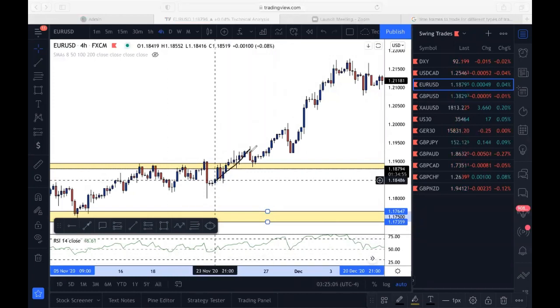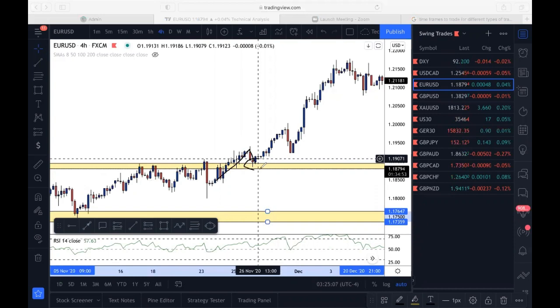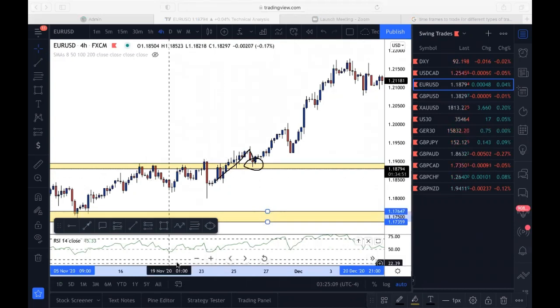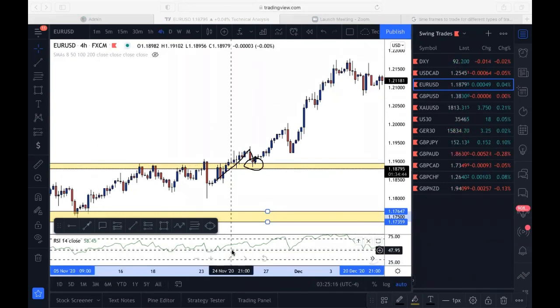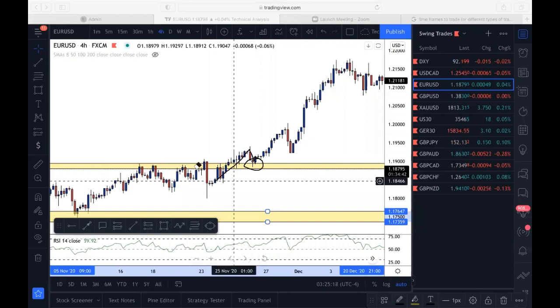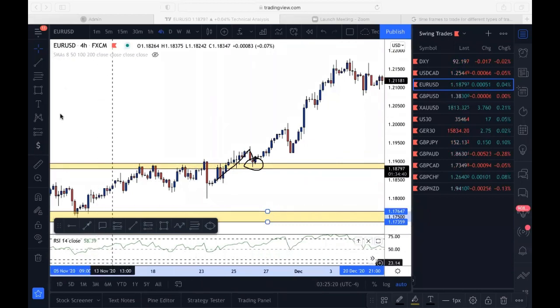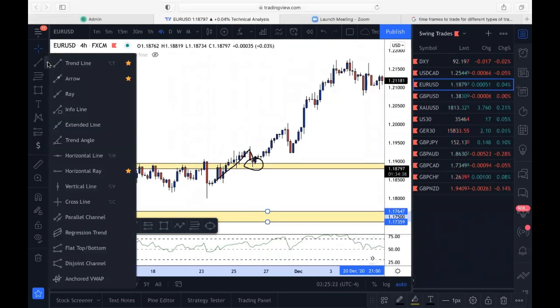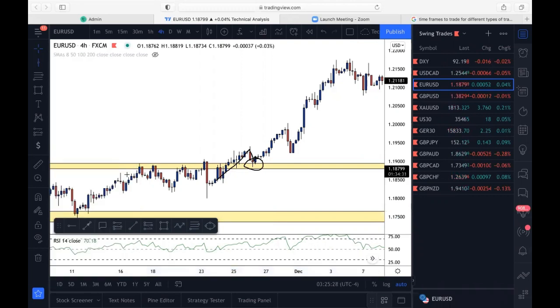So I get a break and a retest. And I'm looking at that. Once an area is broken and retested, then I like to drop down to a lower time frame and analyze what's going on so that I can have my entry confirmations to enter the trade.